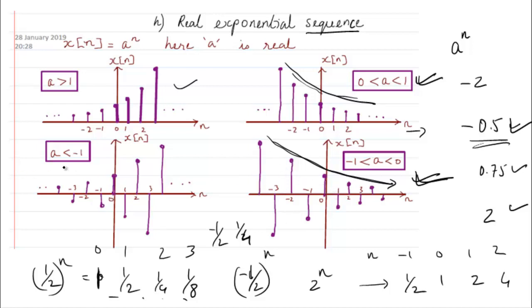Similarly, for values which are less than minus 1, it is going to be expanding, just like in this case, but the values are going to alternate. So again, this is the real exponential sequence for the case of a discrete time signal.